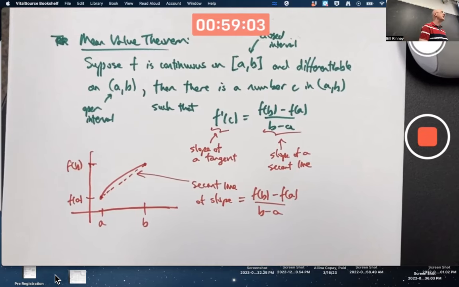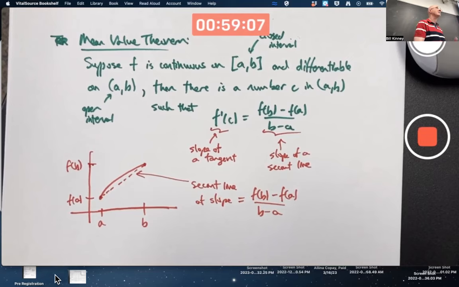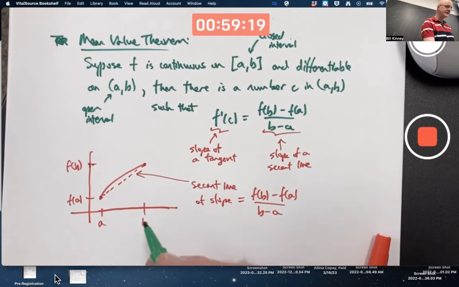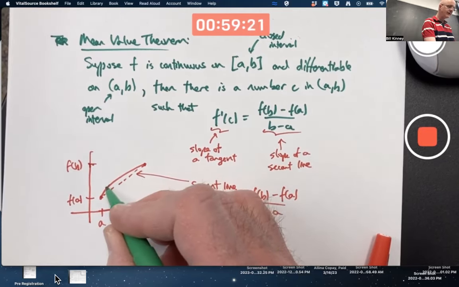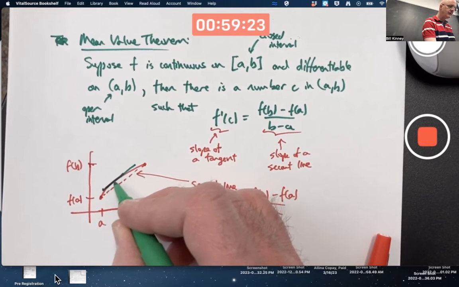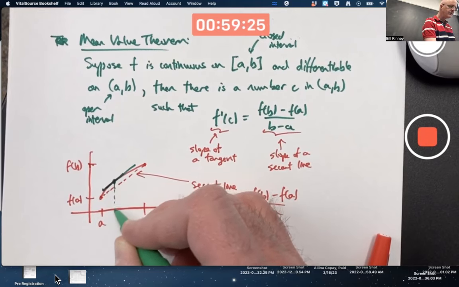It's just an average rate of change. If this is a position graph, that's average speed, or average velocity if you were including back and forth motion. The tangent line at some value C is parallel to this. That's what this equation says. It's got the same slope. Where is that tangent line? Maybe right about here. I'm trying to eyeball it. And the value C would be right about there.